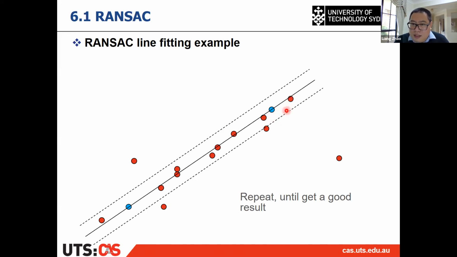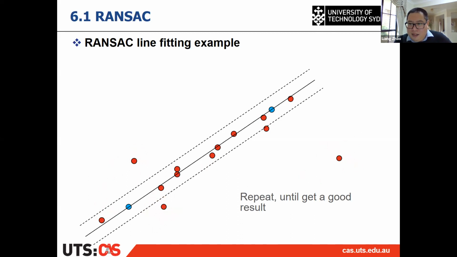Then the points within the threshold are your inliers, which means the right points, and the points outside of your threshold are outliers. They are outliers. All right. So this is the case for the RANSAC line fitting example.